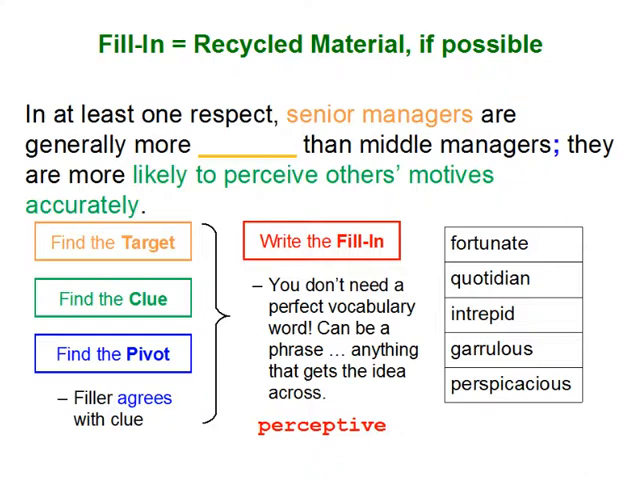Looking at the answer choices here, we can also uncover some other aspects of the test. So once perceptive has arrived as our fill-in, we know that fortunate is not the same thing as perceptive. Quotidian, we may or may not know. There's a restaurant chain I know from New York City called Pain Quotidien. I think it exists in other cities as well, probably. And that means daily bread. So quotidian is sort of commonplace or everyday.